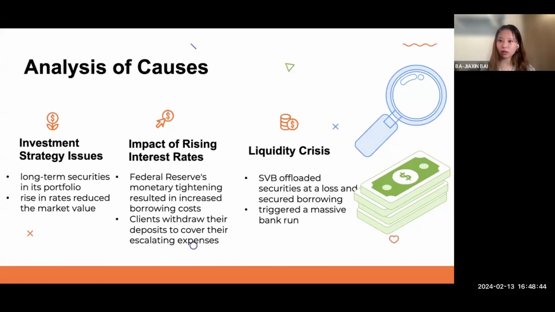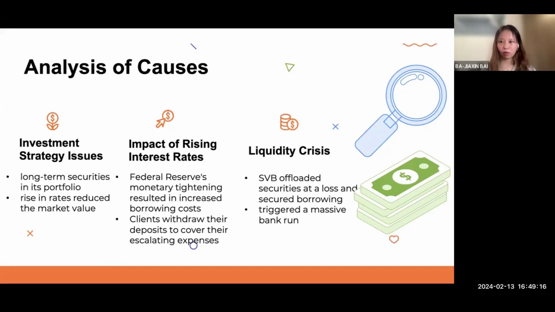And at the same time, the clients also face the same situation. They also have some borrowings, and some of them also have long-term securities, so they will also face increased interest. In order to cover these escalating expenses, the clients also have to withdraw their deposits from SVB. So these two causes I stated before lead to the final cause, the liquidity crisis.